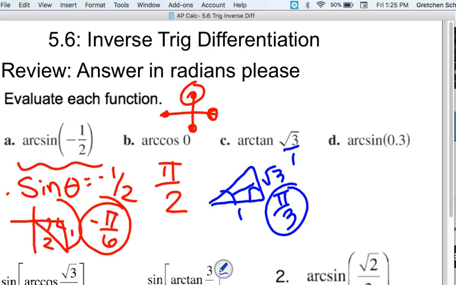Do you guys use SOHCAHTOA with this? Yeah. Okay, good. I do too. If you don't, if you have these memorized, good for you. I always draw triangles because I don't know.